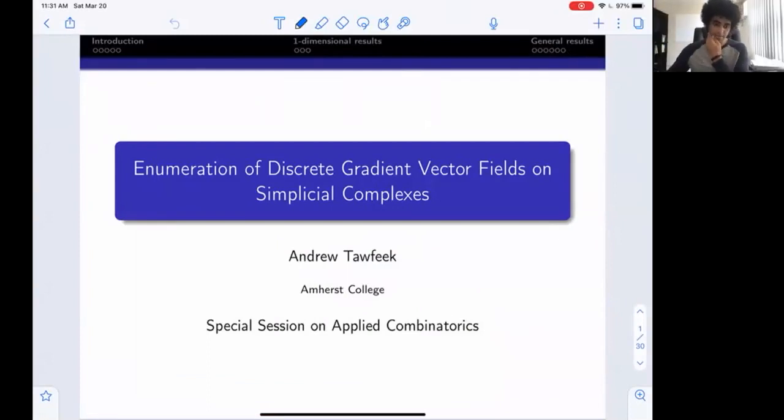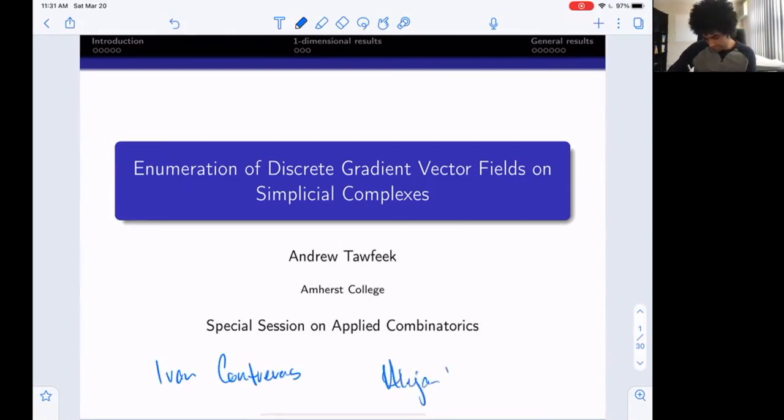Thank you so much. So my name is Andrew Tofik. I graduated from Amherst College back in January, and this was actually my senior thesis work with Yvonne Contreras and Alejandro Morales. Studying discrete gradient vector fields, which are these objects in discrete Morse theory.